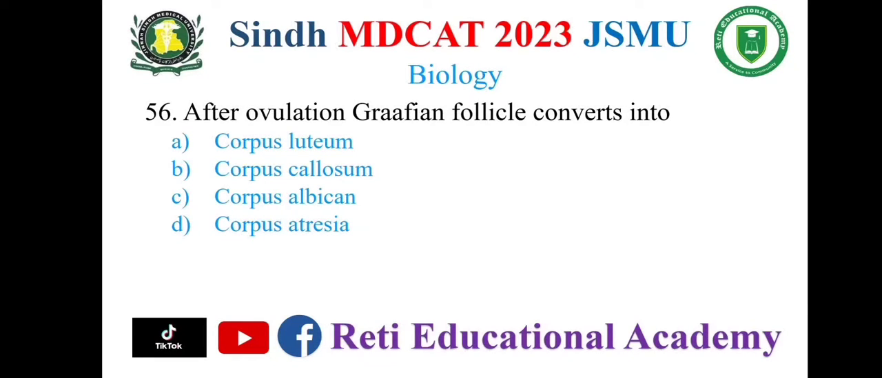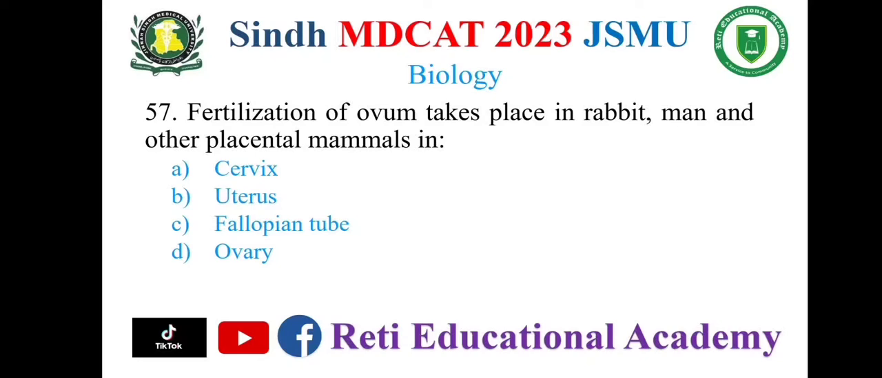After ovulation, Graafian follicle converts into A. Corpus luteum, B. Corpus callosum, C. Corpus albicans, D. Corpus atretica. And the correct option is A. Corpus luteum. Question number 57.